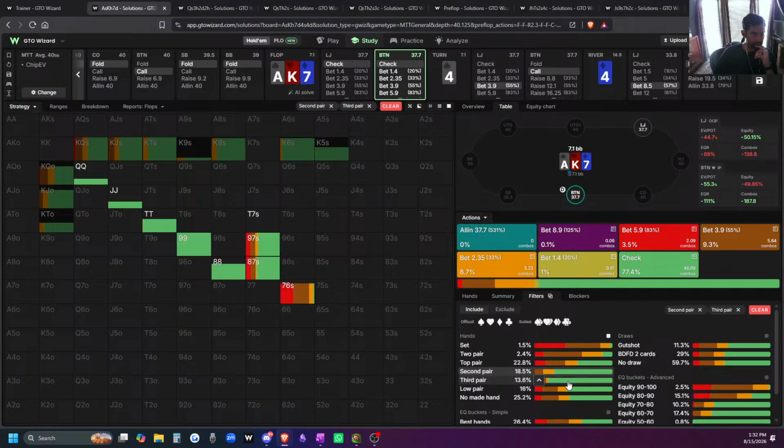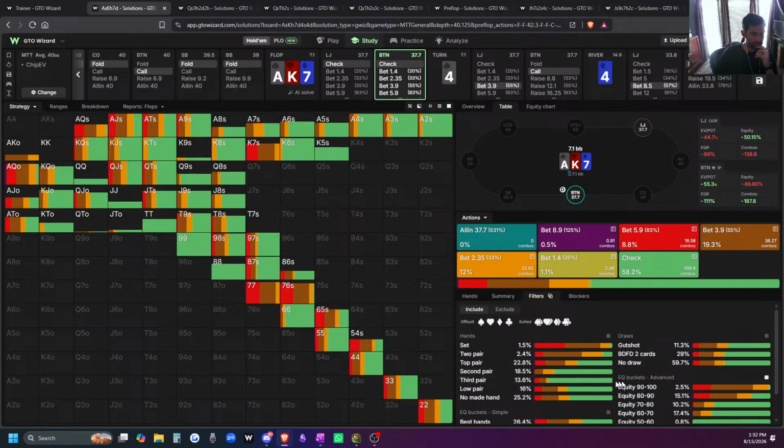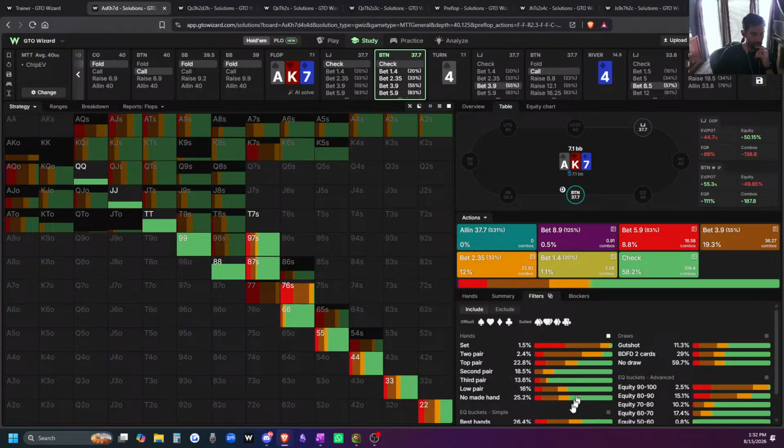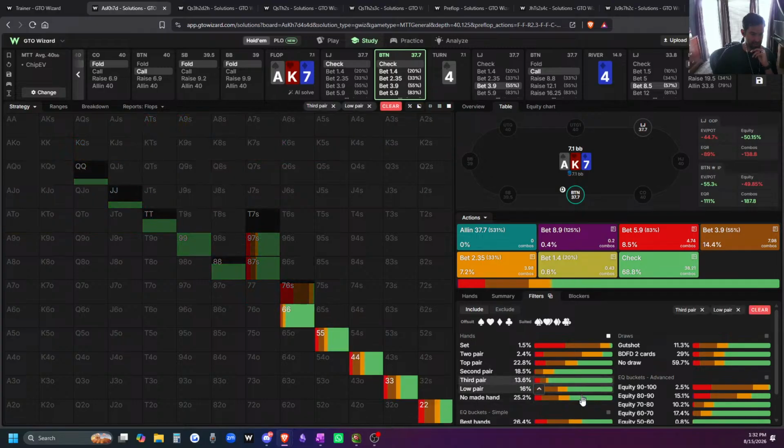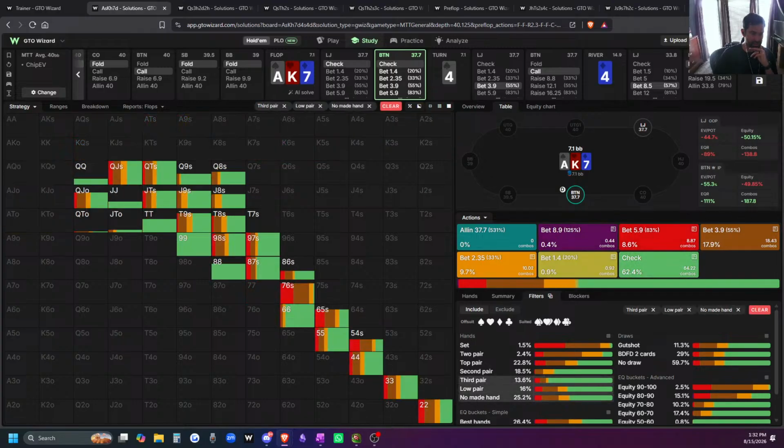Okay. And then versus how much is third pair, no made hand, and low pair? Third pair, no made hand, that's 30%, another 25 is 55% of their range. If you want me to highlight it, that's what it is. So just thinking about this logically, not even our actual hands, right? Check, check, node.